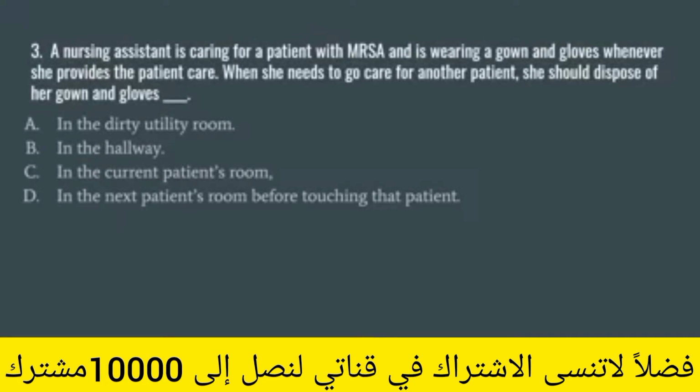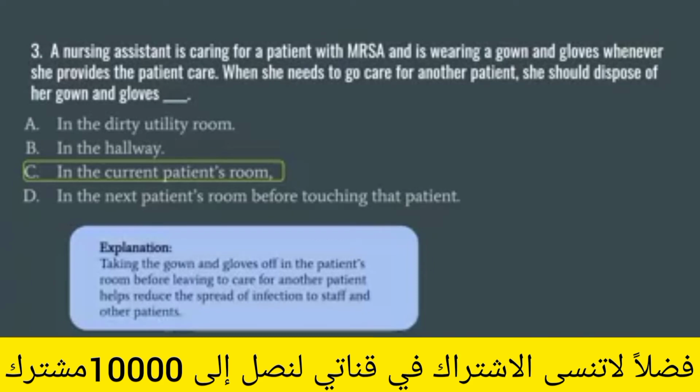A. In the dirty utility room. B. In the hallway. C. In the current patient's room. D. In the next patient's room before touching that patient. Question 3 answer, C. In the current patient's room. Question 3 explanation, taking the gown and gloves off in the patient's room before leaving to care for another patient helps reduce the spread of infection to staff and other patients.